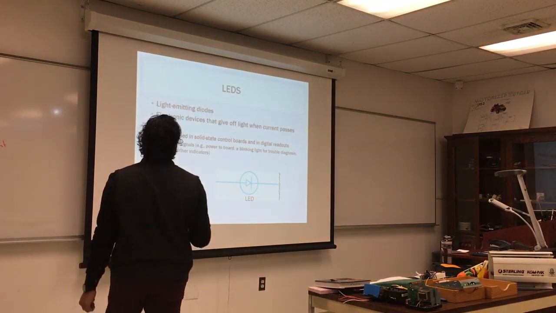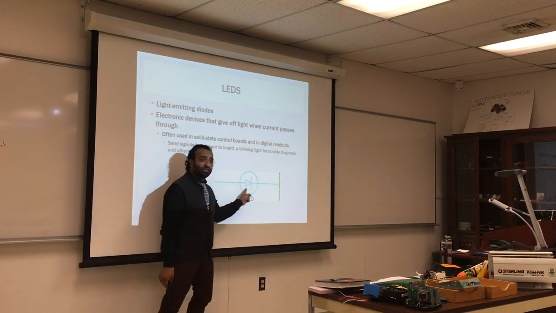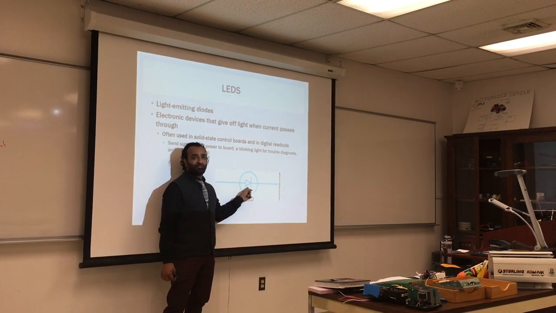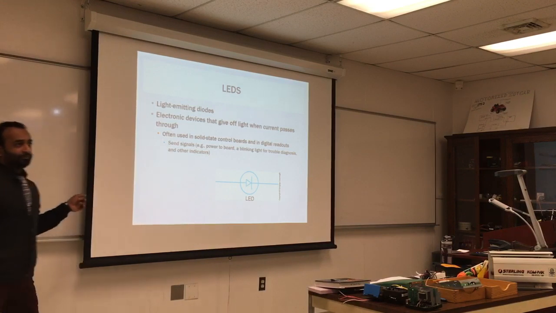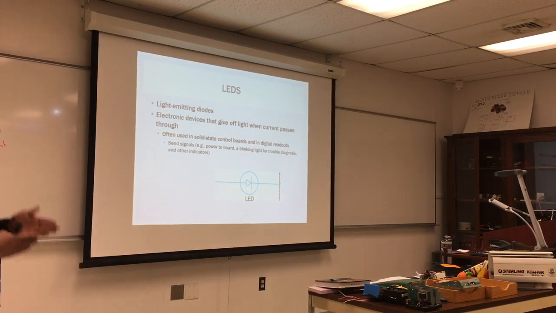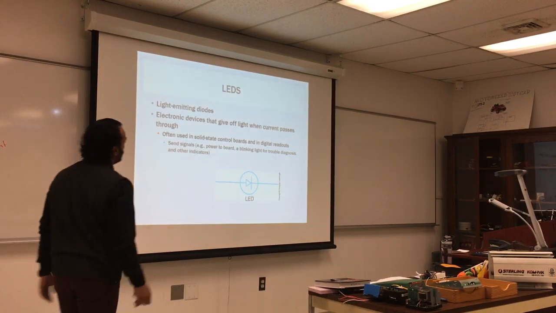So LEDs, light emitting diodes, and it looks like a check valve. If you notice the symbol for a check valve, it's the same as the diode, so it means the current will go only through one direction.